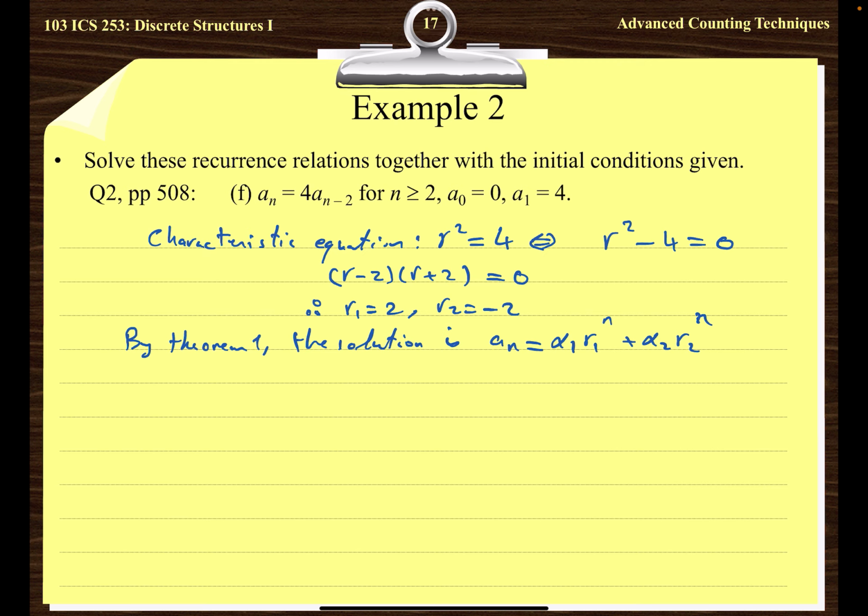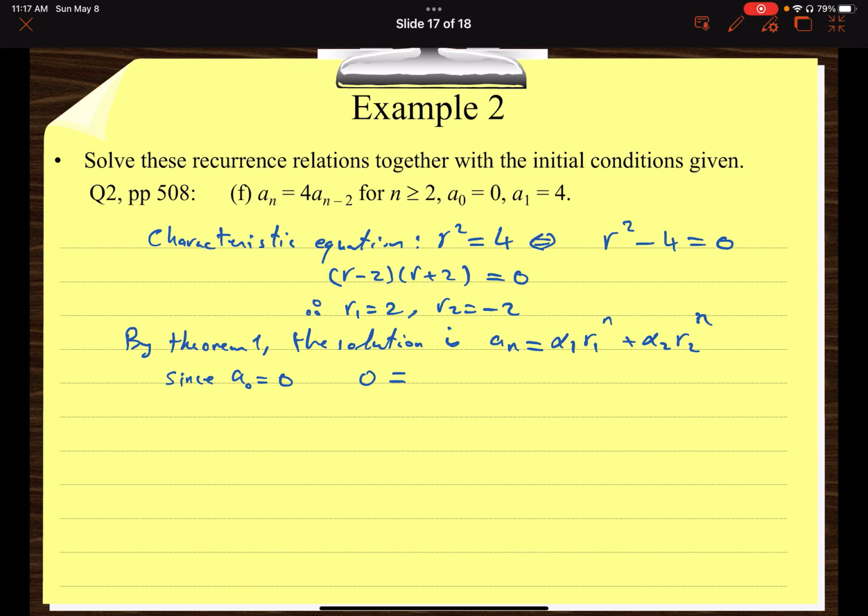Initial conditions, right? Since a_0 is equal to 0, we have 0 equals... well, the solution is... oh, I didn't write it. Let me write it. Okay, which is alpha 1 times 2 to the power n plus alpha 2 times minus 2 to the power n. So this is my solution. I just plugged in R1 and R2.